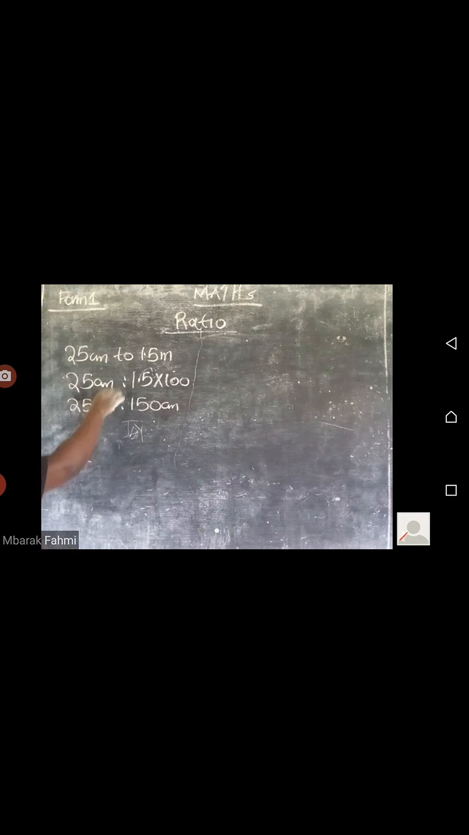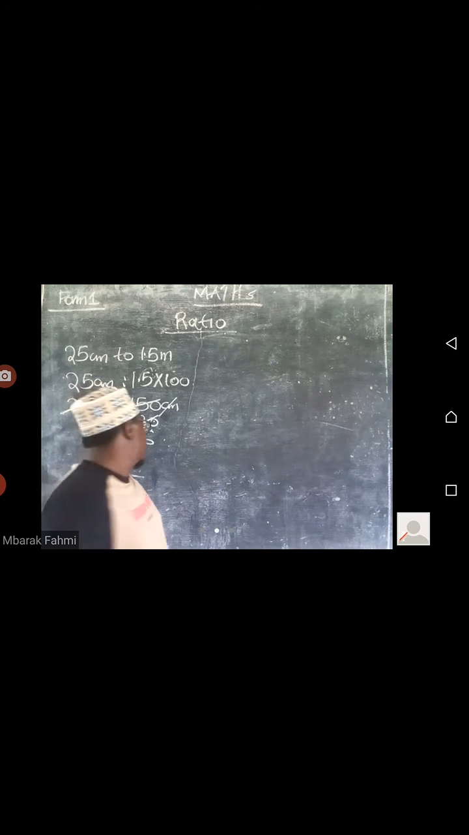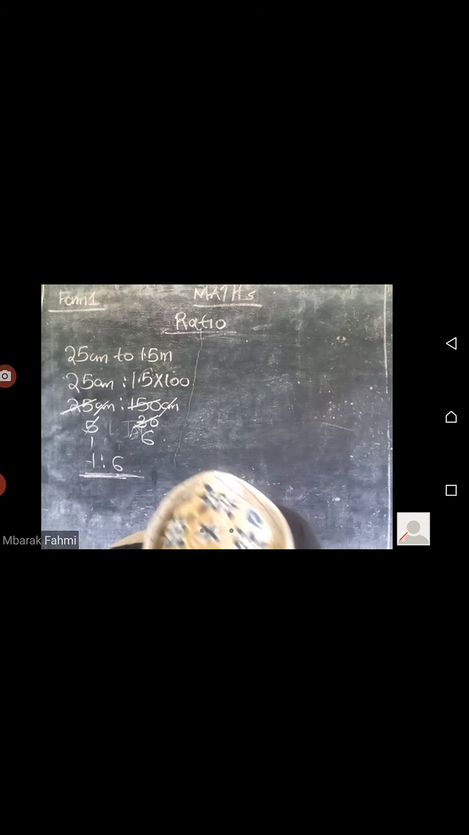Okay, so you can simplify first. The units can cancel, and then now you can check here. By 5 we have 5. By 5, and by 5 here is going to be 30. Okay, by 5 is 1, by 5 is 6. Therefore, you can write the ratio as 1 is to 6. The ratio of 25 centimeters to 1.5 meters is the same as 1 is to 6.